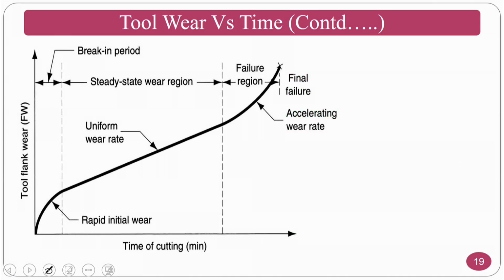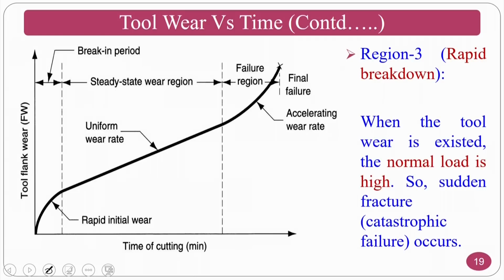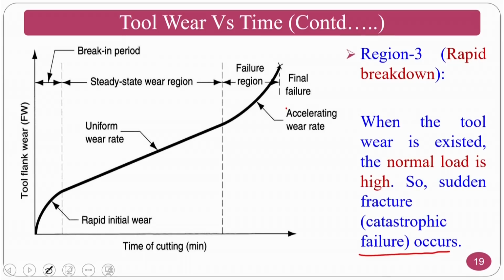If you see the third region, that is called rapid breakdown. When the tool wear exceeds its normal limit, the sudden fracture, that is called catastrophic failure, occurs. This is nothing but the failure region. Okay. What is going to take place is, the thermal softening of the tool takes place gradually and the tool becomes soft and it loses its properties, which are the most important for the machining operation. So, this all goes and suddenly there will be a fracture in the tool, because that is nothing but the catastrophic failure. Catastrophic means sudden.